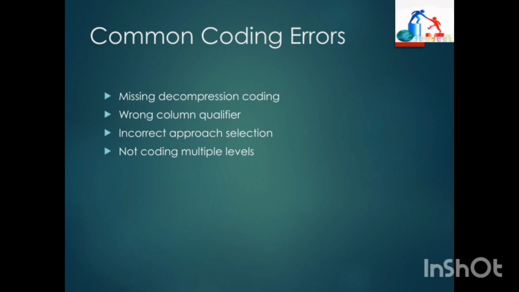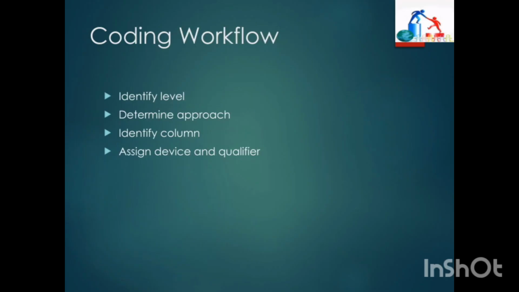Also, not coding for multiple levels is a common pitfall. Failing to handle hierarchical or multi-level data properly can lead to gaps or inaccuracies. Overall, being aware of these common errors helps us to design better, more reliable coding solutions that support our broader data management goals. All right, let's walk through the key steps in our coding workflow.